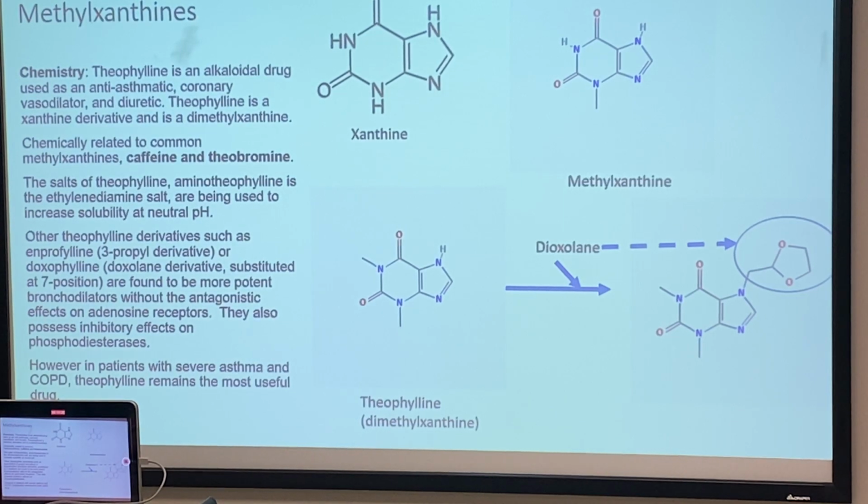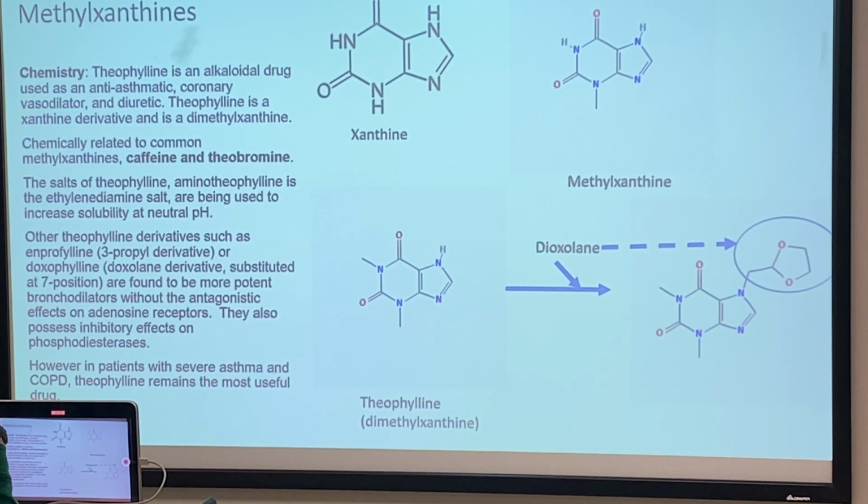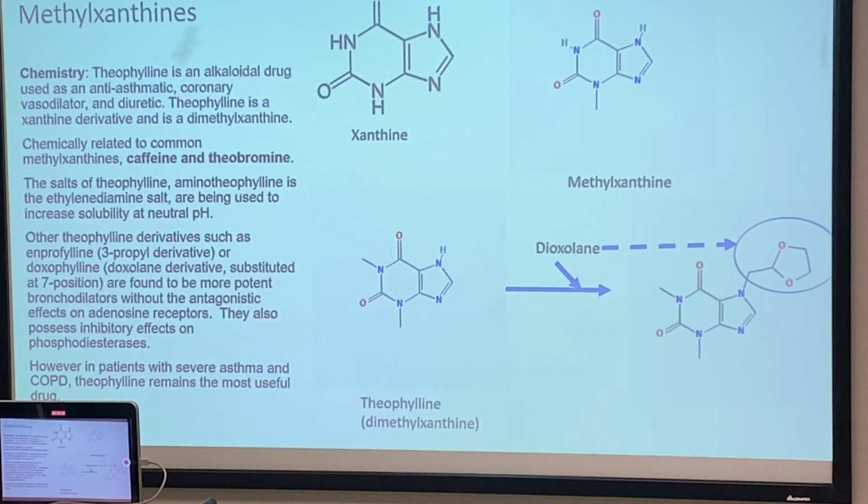So how do these methylxanthines or theophylline, for example, help cause bronchial dilation? It causes bronchial dilation in a different pathway other than the beta adrenergic agonist. Methylxanthines, theophylline is an example. There are alkaloid drugs. They're used as anti-asthmatic, coronary vasodilator, and diuretics. Now, theophylline is a xanthine derivative. Remember the xanthine molecule from purine metabolism. When we studied purine metabolism, xanthine is produced from adenine or guanosine metabolism. And then xanthine oxidase will convert xanthine into hypoxanthine and the other one, the uric acid.